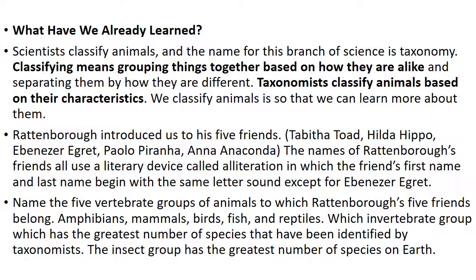We also named the 5 vertebrate groups of animals in which Brattonborough's 5 friends belong: amphibians, mammals, birds, fish, and reptiles. Which invertebrate group, which has the greatest number of species, has been identified by the taxonomists? The insect group has the greatest number of species on Earth.